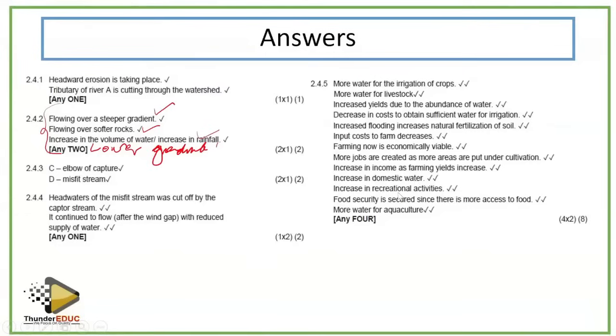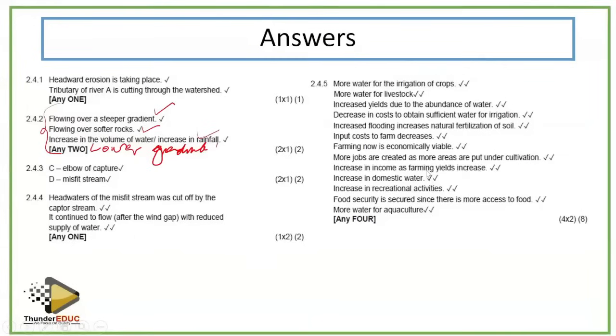Increase in domestic water. Increase in nutritional activities. Food security is secure since there is more access to food, more water for aquaculture. So this is the impacts to people. The question can also be, what is the physical impact, or what is the impact on the river?